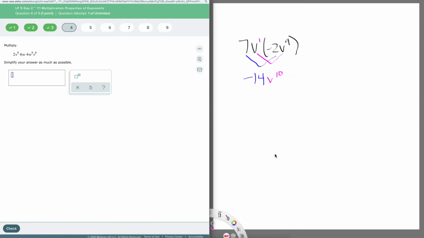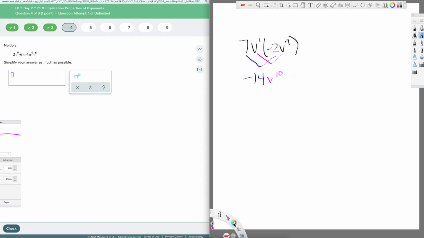So this next one, yep, definitely a little bit more involved. I have 2v to the 9th times 6w times 4w to the 9th v to the 6th. When I'm doing this, I want to do all the coefficients. So 2 times 6 times 4. 2 times 6 is 12. 12 times 4 is 48. So I want to make sure I multiply all of them.